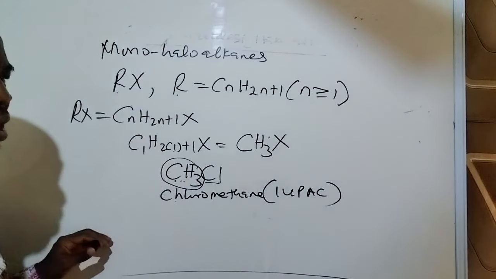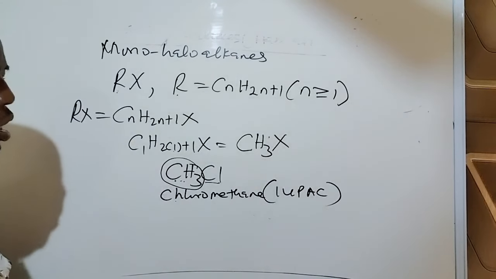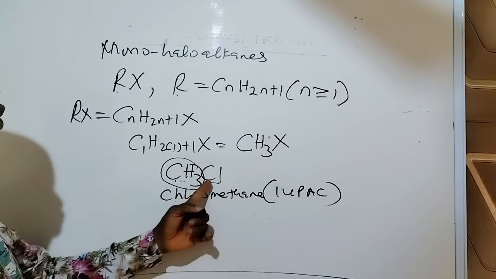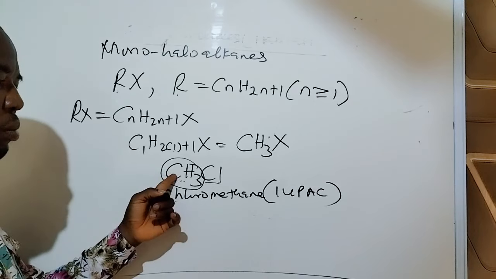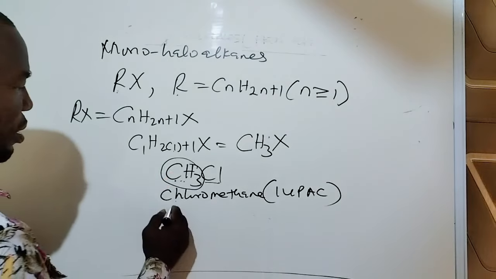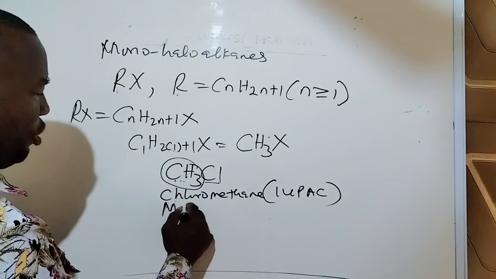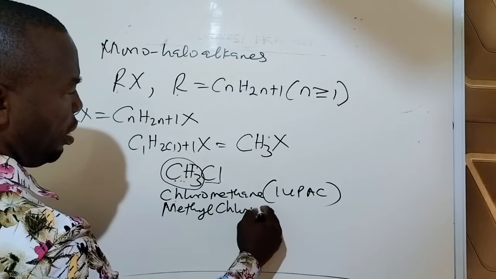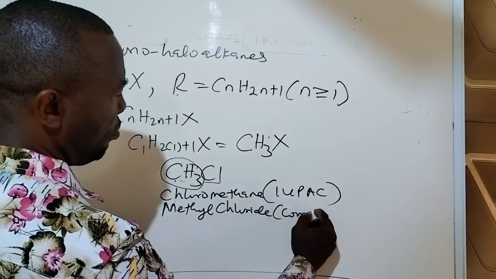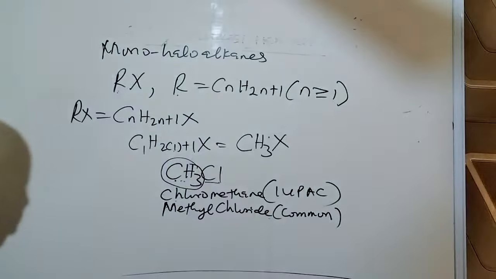IUPAC name. Then if you want to take the common name, in the IUPAC name you start from the halogen to name. In the common name, you start from the alkyl group. This is called the methyl group, so this is now called methyl. Then the name will end with chloride. This is the common name. So you can see the difference between the two of them.